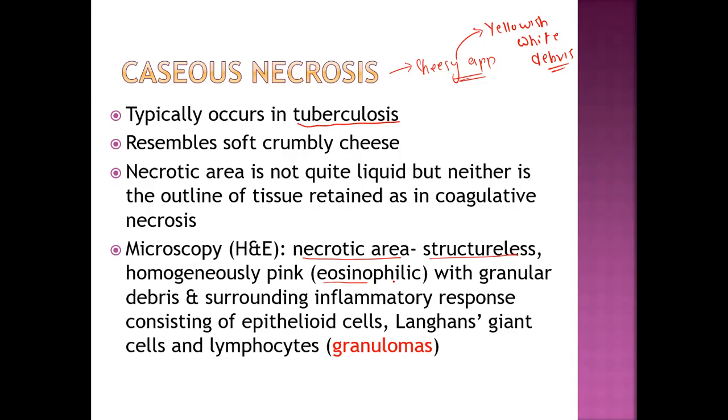It is homogeneous, highly eosinophilic with granular debris and a surrounding inflammatory response. It consists of epithelioid cells. The epithelioid cells are also called slipper cells, because the epithelioid cells appear slipper-like. Langhans giant cells and lymphocytes, generally granulomas, can be seen.